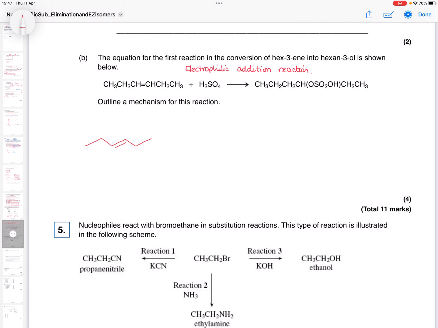So what we have here is sulfuric acid is going to act as an electrophile. So that's an electron deficient hydrogen here. So this is a delta positive hydrogen and delta negative oxygen. And the electron deficient hydrogen acts as an electrophile which attracts the electrons of the double bond. And this creates an intermediate carbocation.